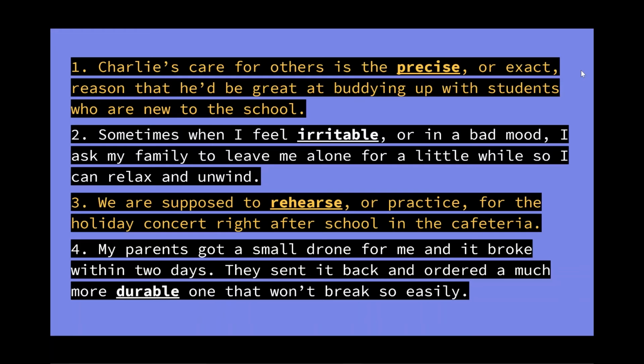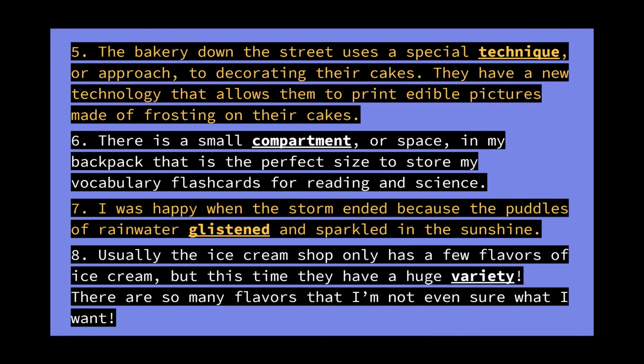All right, if you want to pick any of those to do, hit pause and do that. Let's look at our last 4 sentences. 5, the bakery down the street uses a special technique or approach to decorating their cakes. They have a new technology that allows them to print edible pictures made of frosting on their cakes.